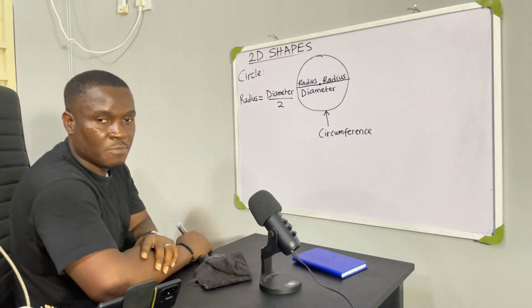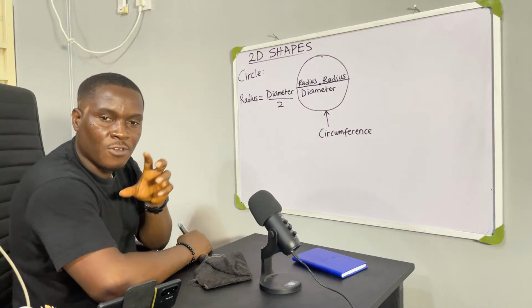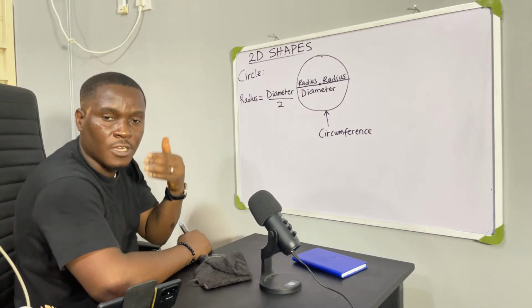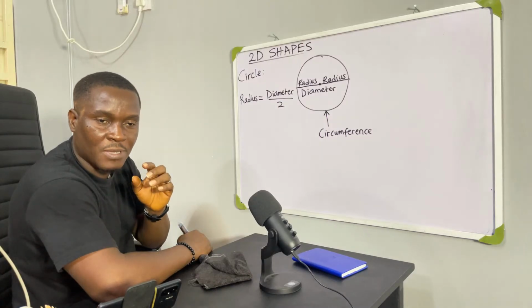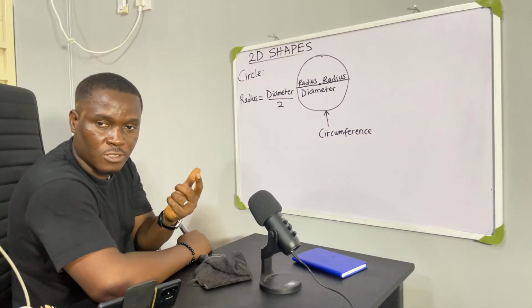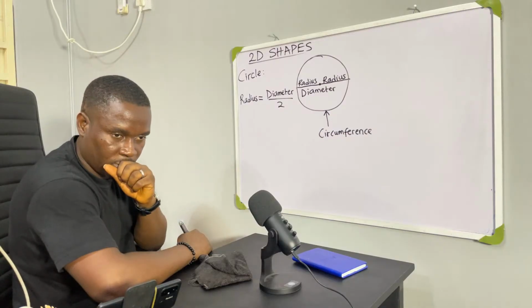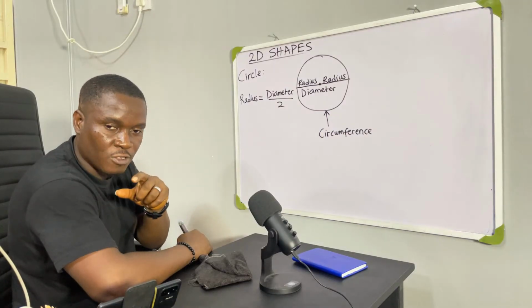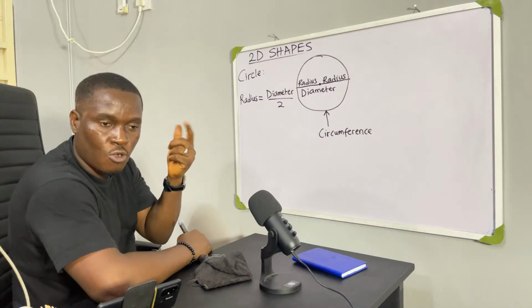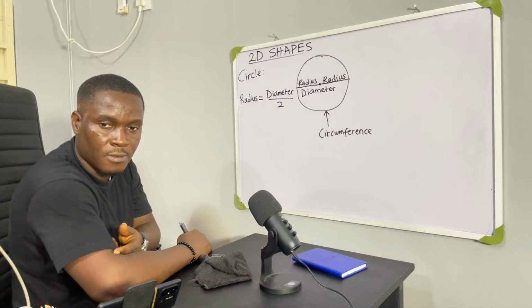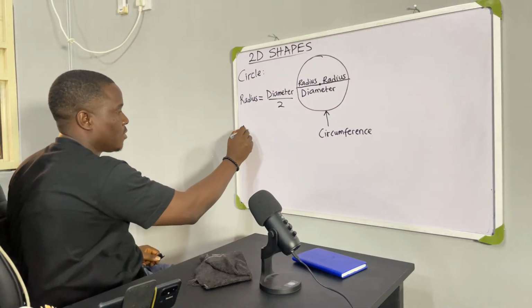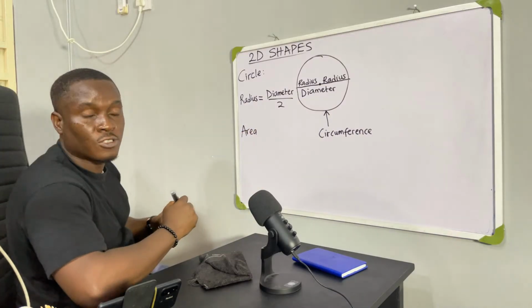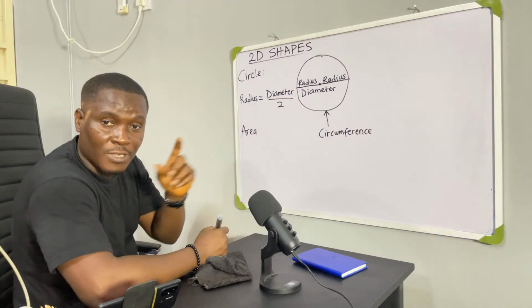Now this is important because the formula for calculating the area requires radius. But in the test, you might be given the diameter instead of the radius. So before you start calculating, we need to cut the diameter by half to get the radius.